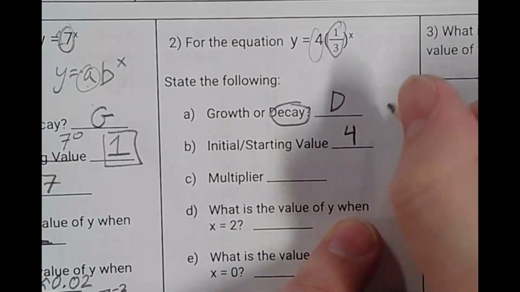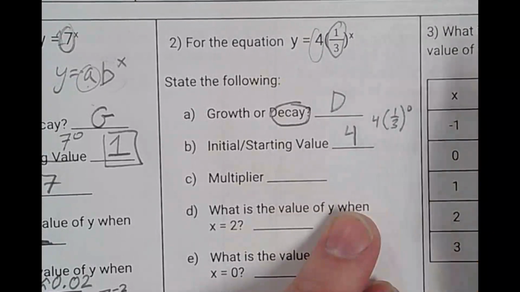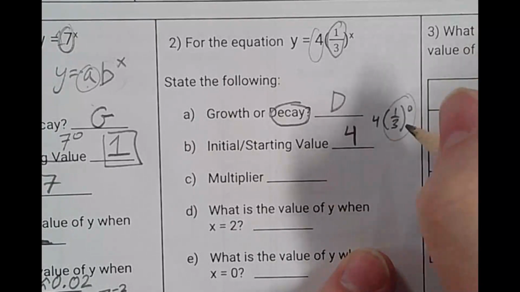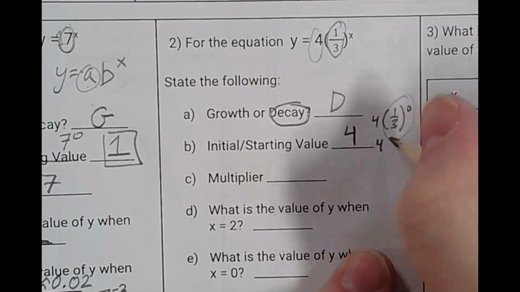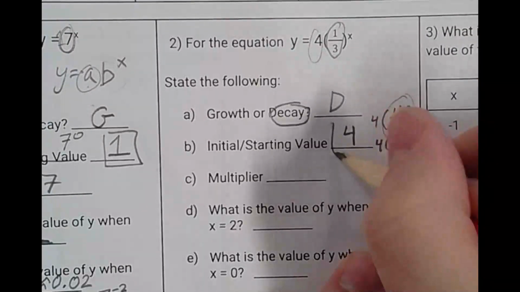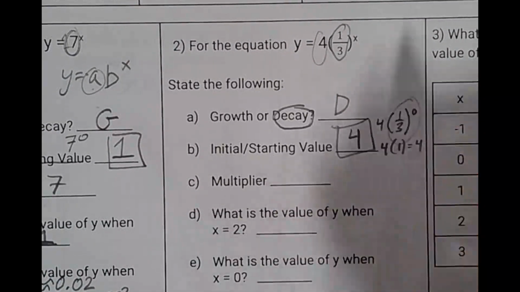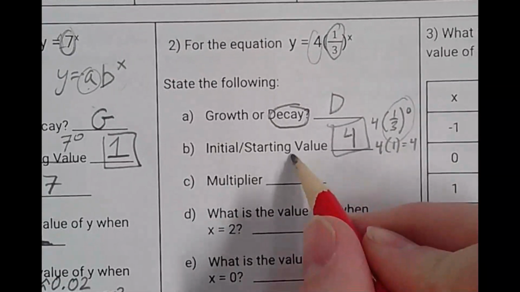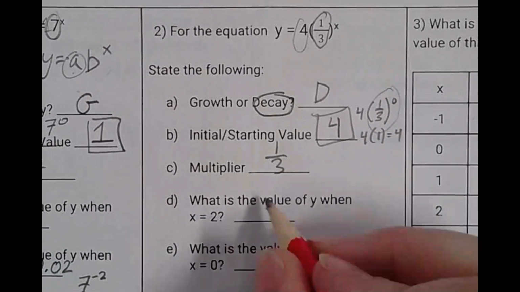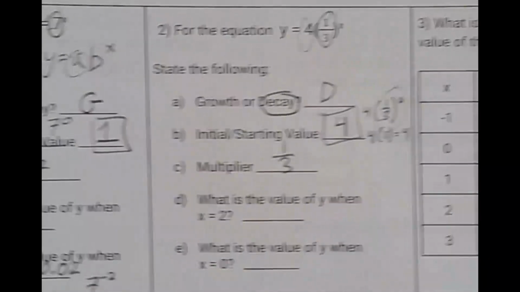Alternatively, you can plug in the number 0. If I do 4 times 1/3 to the 0 power, 1/3 to the 0 power is 1, because anything to the 0 power is 1. And 4 times 1 is just 4. So I know we got the right answer for that one. The multiplier is our b value, which is the one in parentheses, so all I have to say is 1/3. What is the value of y when x equals 2? I'm going to go ahead and use my calculator for this one.